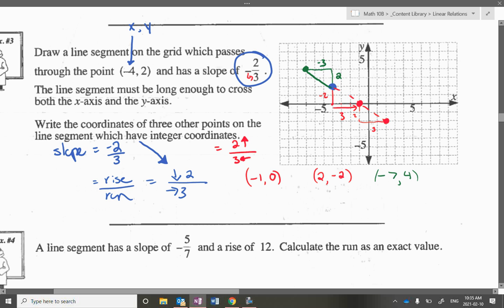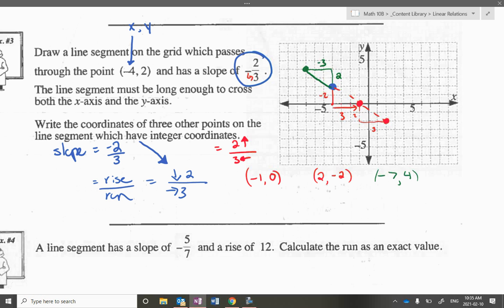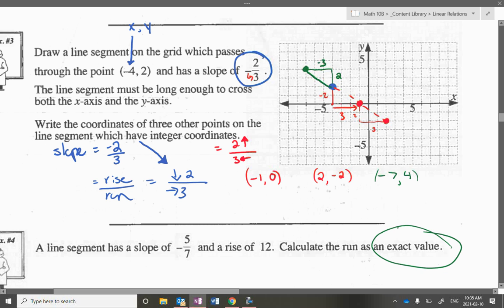Our next question: a line segment has a slope of -5/7 and a rise of 12. Calculate the run as an exact value. Whenever questions say exact value, that means leave it as a fraction.